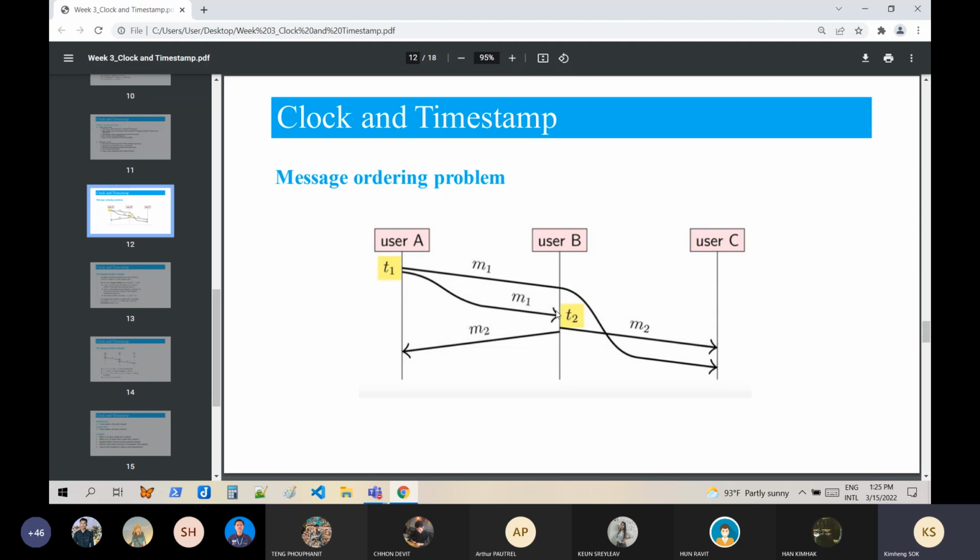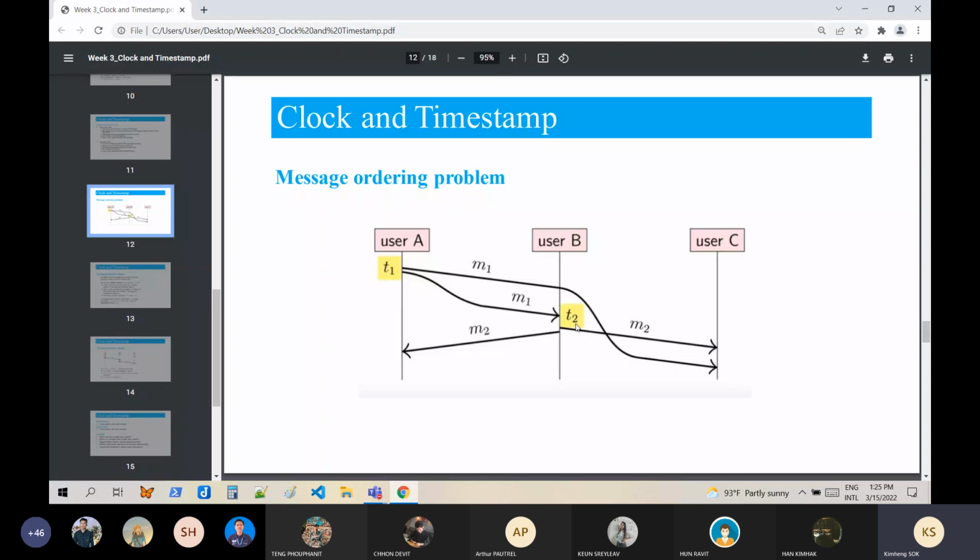So the message arrives here at T2, and then this message arrives here. Okay, and then user B also sends a message to user A and user C. You can see that this message M1 is sent from user A at T1, but it arrives at user B first, and arrives very late at user C.